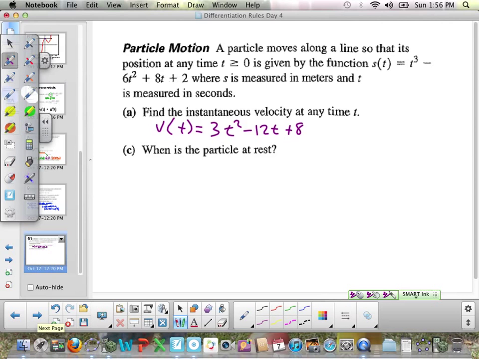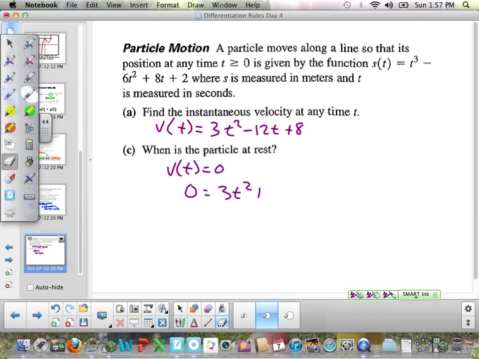I skipped question B, obviously. C, when is the particle at rest? Well, when you're at rest, what's happening? Personally, when I'm resting, I like to be sitting around doing nothing, not moving. So the same thing with a particle. A particle is not moving when it's at rest. In other words, the velocity equals 0. So when is a particle at rest, set the velocity equal to 0, and solve for t.